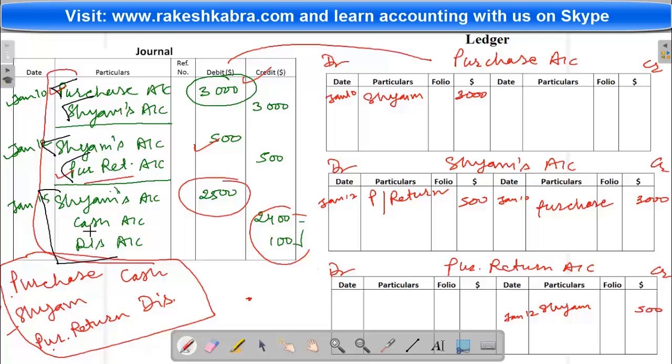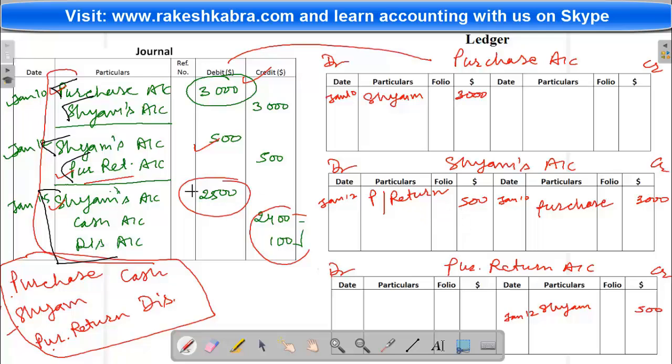Now tell me, in the third entry, which one is the first account? Shyam's account. Is Shyam's account debited or credited? Debited. With how much amount? 2,500. So I will write 2,500 on the debit side. Shyam's account is debited, so that's why on the debit side I will write 2,500. But tell me, how many accounts are there opposite to Shyam's account? 2 accounts.